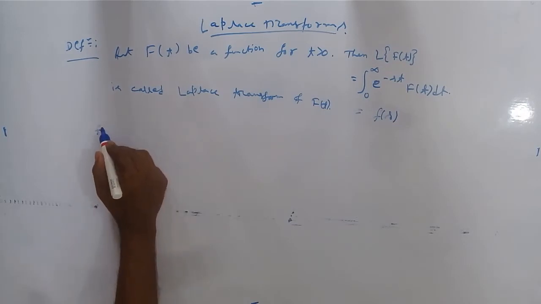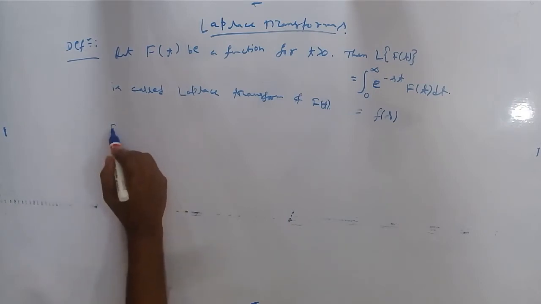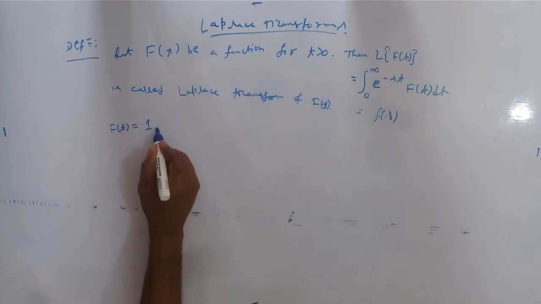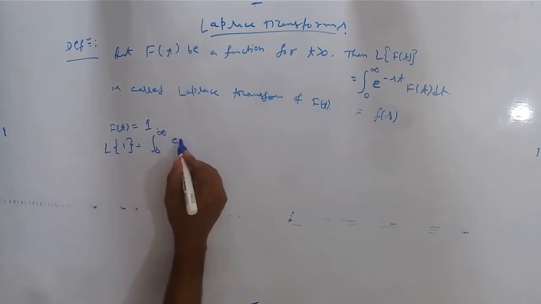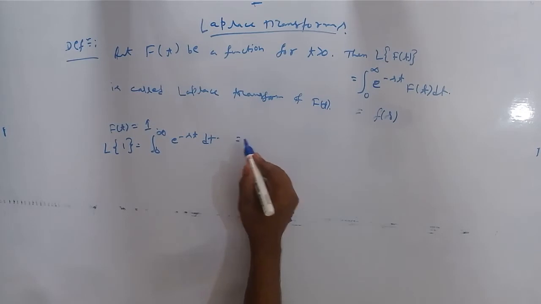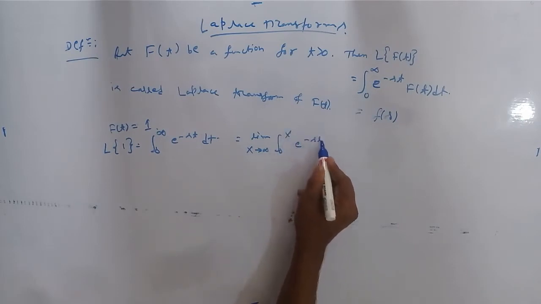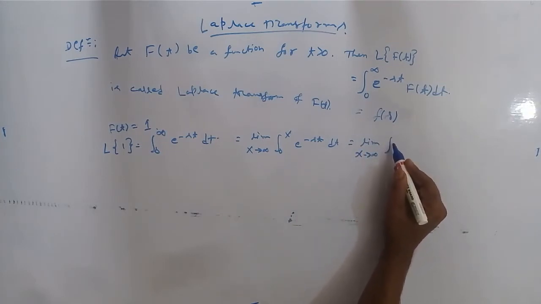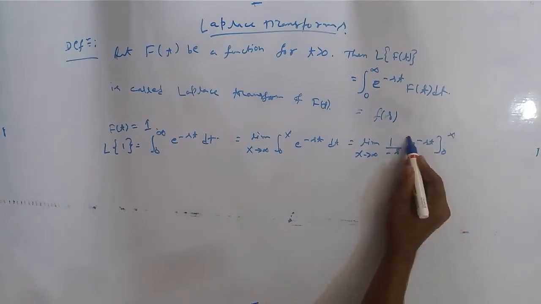So first let us take f(t) equal to 1, that is capital F(t) equal to 1. So we will find the Laplace transform of 1. By definition, L of 1 will be the integral from 0 to infinity of e to the power minus st, where f(t) is 1, dt. Since this is an improper integral, it is the limit as x tends to infinity of the integral from 0 to x of e to the power minus st dt, which equals the limit as x tends to infinity of 1 by minus s e to the power minus st from 0 to x.